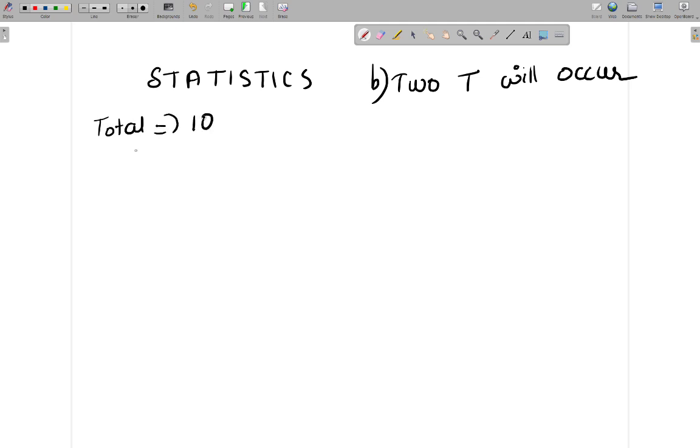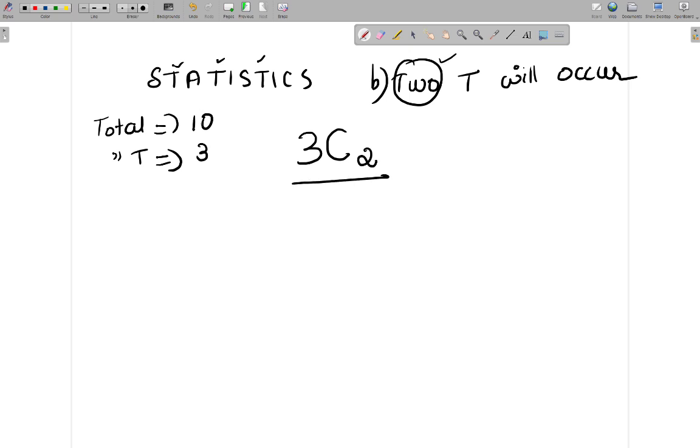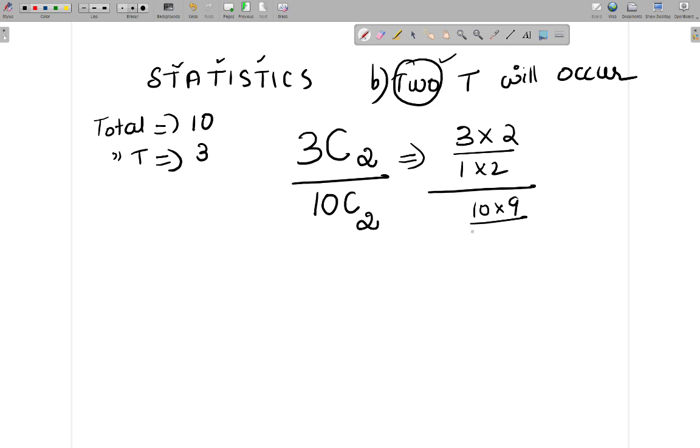2. Now 3C2 means 3 into 2 by 1 into 2, all divided by 10 into 9 by 1 into 2. So when you cancel this, you will get 3. This is 4, 5. So 3 by 45. When you cancel this, you will get 1 by 15 as your answer. Is it clear? Clear for all? Am I clear? Clear? Okay, Anna? Is there any doubt?